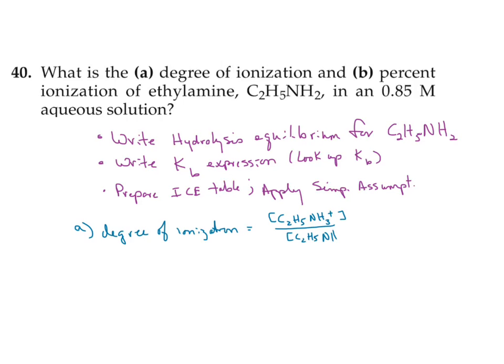So for A, whenever it asks for percent of ionization, basically it's the amount that you get on the product side divided by the amount that you start with. So in this case, it's the amount of the conjugate acid, the protonated version of the weak base, divided by the weak base that you started with. Percent ionization is that times 100. That's that.